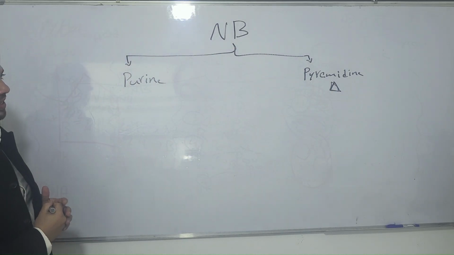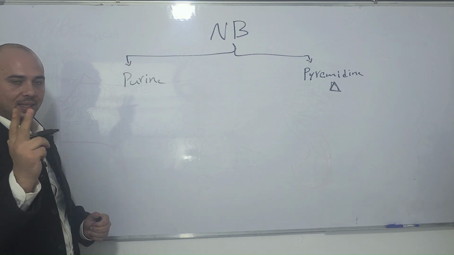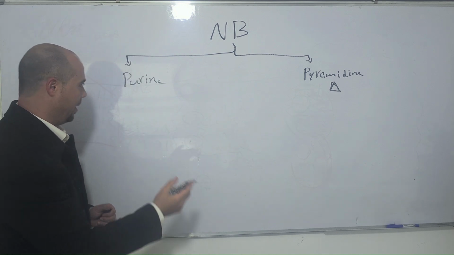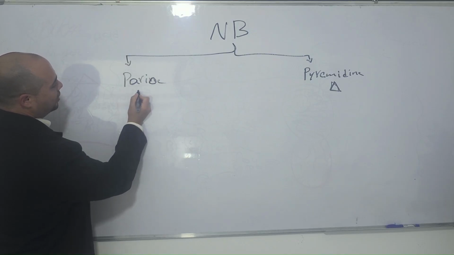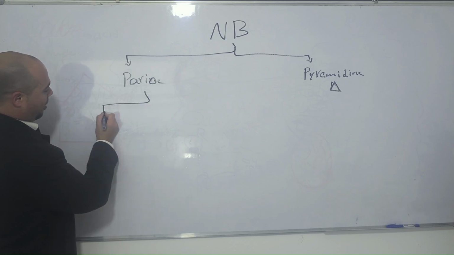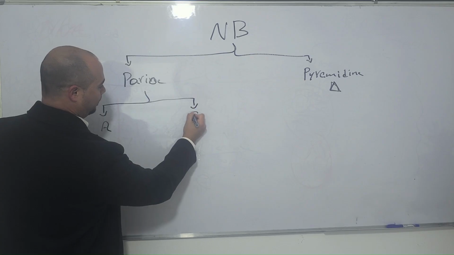So, purines and pyrimidines, what's the difference? A purine has 2 rings. A pyrimidine only has 1. So, how are you going to remember this? Easy. Pu, here's 1 ring. Rine, and here's another ring. So they have 2 rings, the purines. What are they? They're adenine, or it could be guanine.